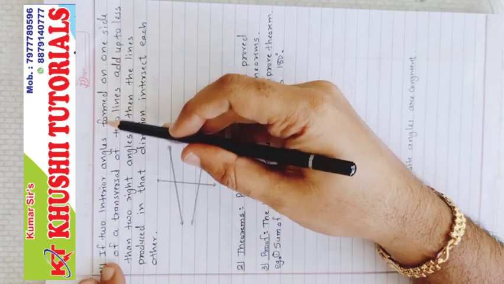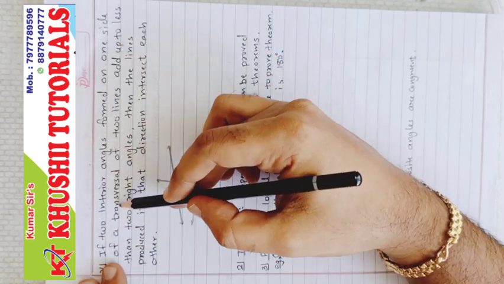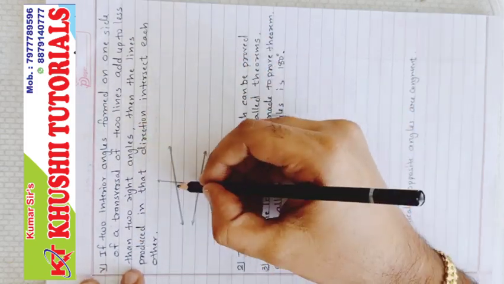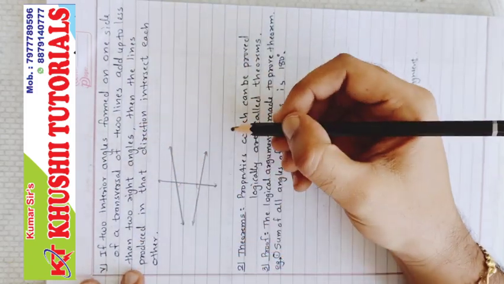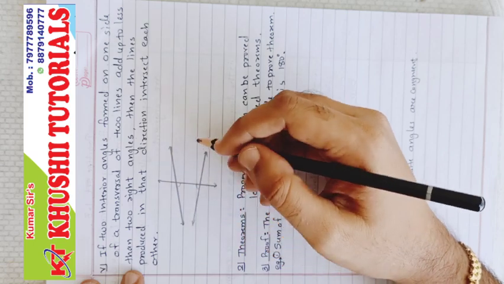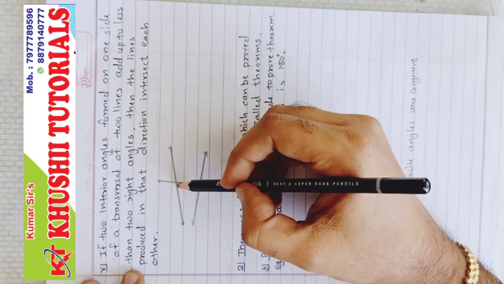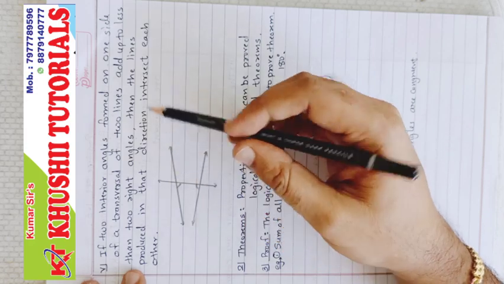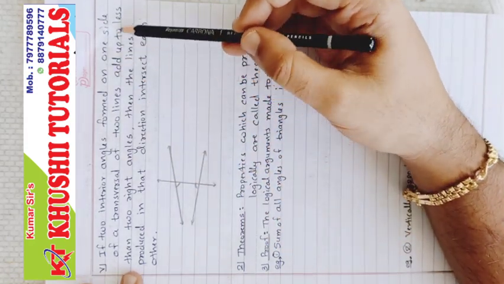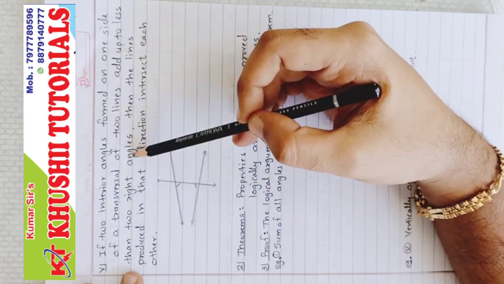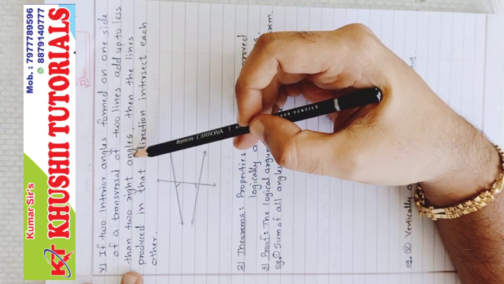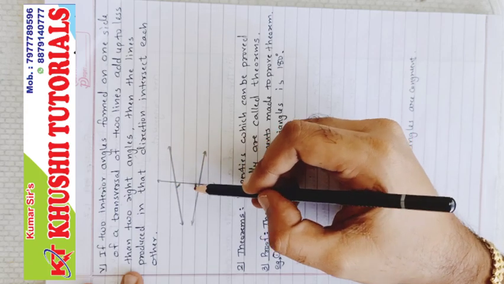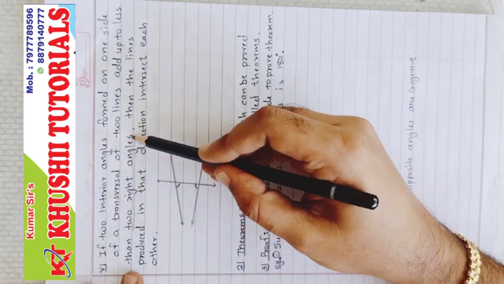These are interior angles, and the other two are also interior angles. If two interior angles formed on one side of a transversal of two lines add up to less than two right angles, right? This is an acute angle and this one is also an acute angle. So both of them add up to less than a right angle, both less than 90 degrees because both are acute. Both add up to less than two right angles. Two right angles will be 180 degrees, 90 plus 90, 180 degrees. It is less than 90 degrees, it is also less than 90 degrees. Means both angles are less than two right angles.